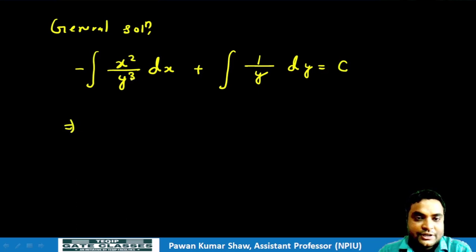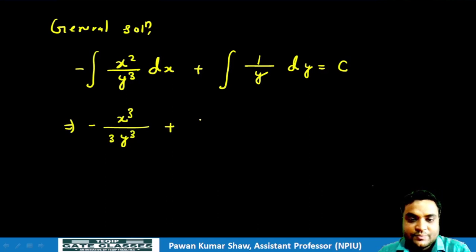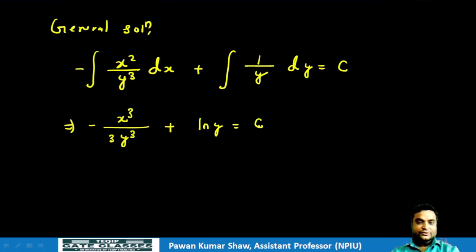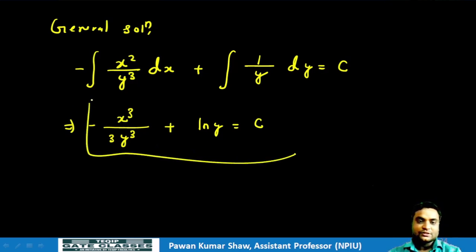So now we are doing the integration with respect to x. Here y is a constant, so that will be minus x cube by 3y cube, because y is a constant, plus the integration of 1 by y, that is ln y, and that is c. So this is our general solution. If you want you can remove the log, but here there is no requirement. This is the general solution.